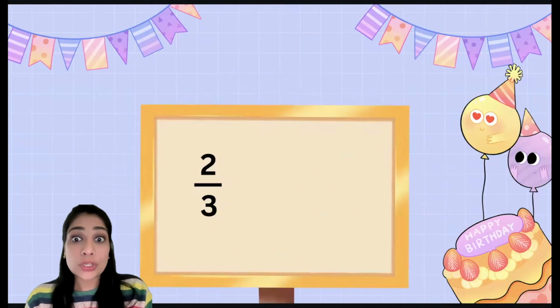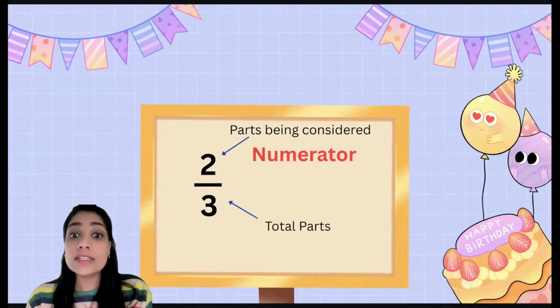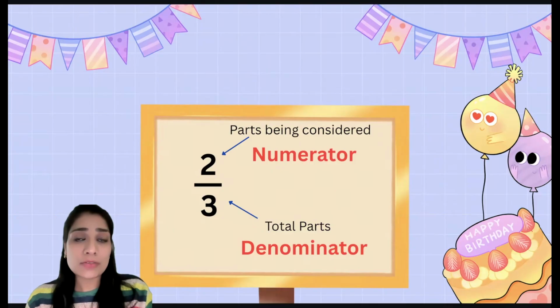Great, guys! Do you know, when we write a fraction, the parts being considered have a special name. It's called the numerator, while the total parts is called the denominator. Do you get confused between numerator and denominator? Should I tell you a trick? Well, the number down is called the denominator, D, D. The number that is up, U, is the numerator, N, U. So if you get confused, remember: down, denominator; up, numerator.